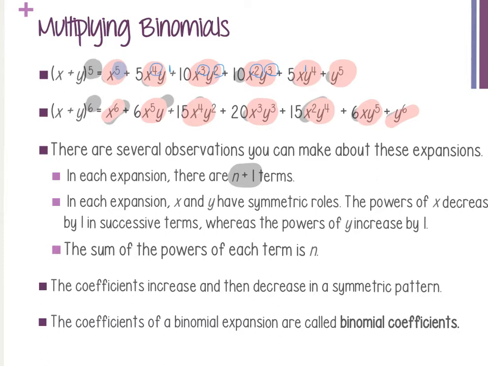The second to last thing down here says the exponents increase and decrease in a symmetric pattern. We just talked about that. If I start at 5, it goes 5, then 4, then 3, then 2, then 1, then 0. And on the other exponent, it would be 0, then 1, then 2, then 3, then 4, then 5. And then this is just vocab terminology. The coefficients of a binomial expansion are called binomial coefficients. What are coefficients? Numbers. The numbers in the front, right?